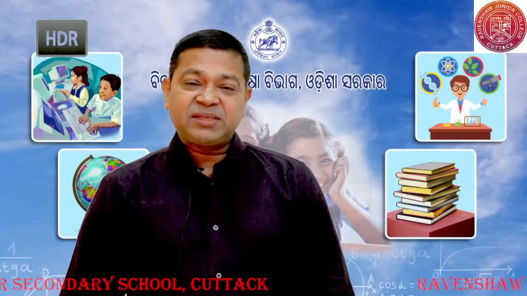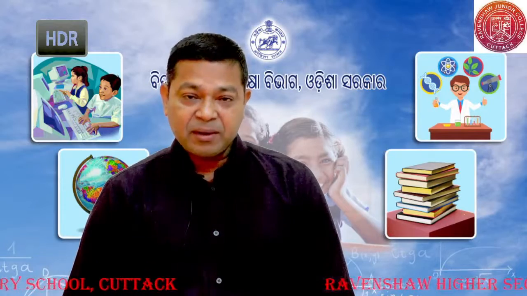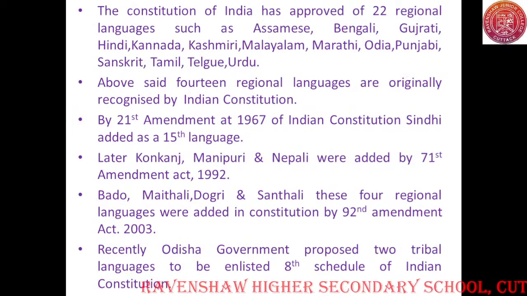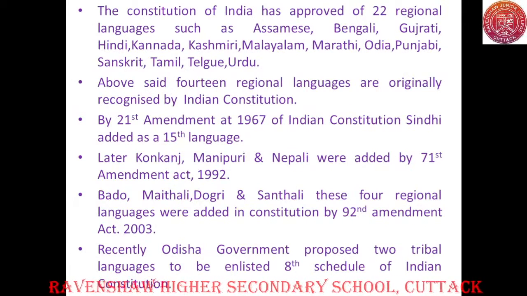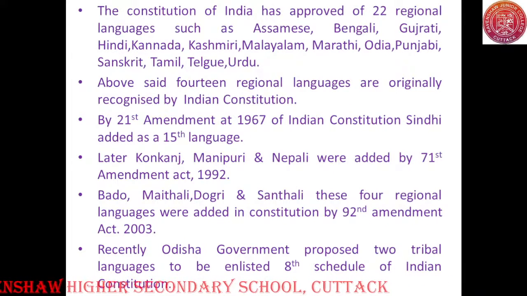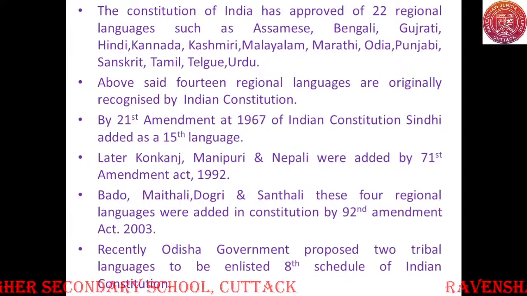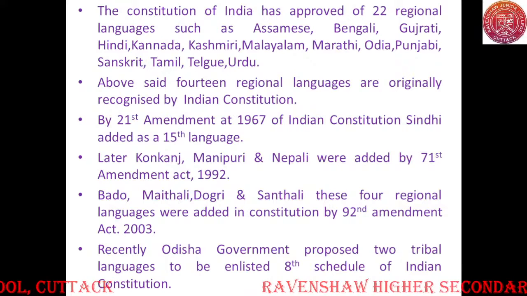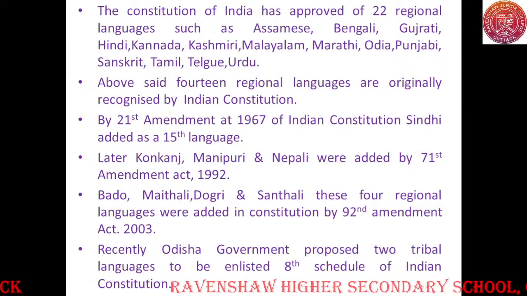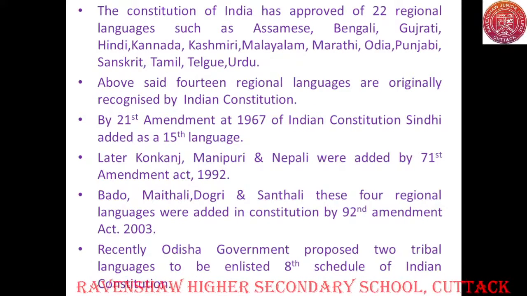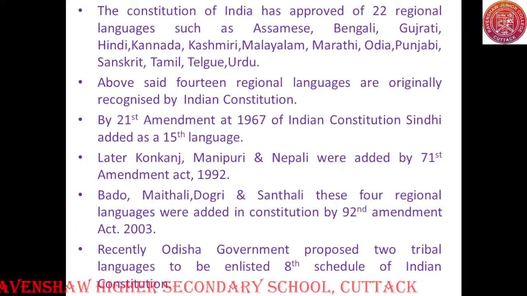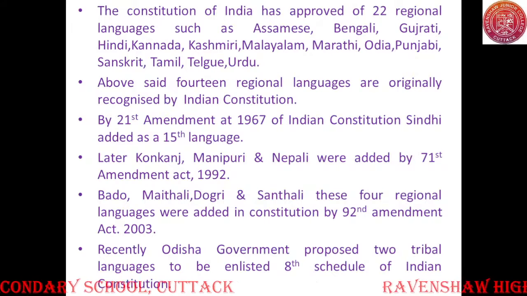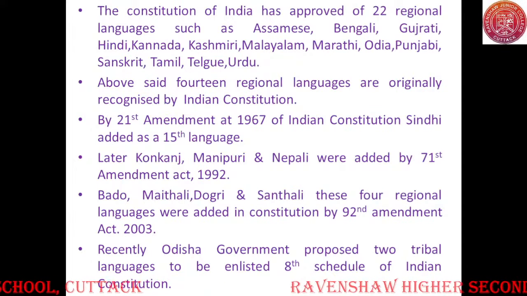Then by the 21st Amendment in 1967, Sindhi was added by the Indian Constitution as the 15th regional language. So, through the 21st Amendment 1967, Sindhi was added, and the number of regional languages rose to 15.